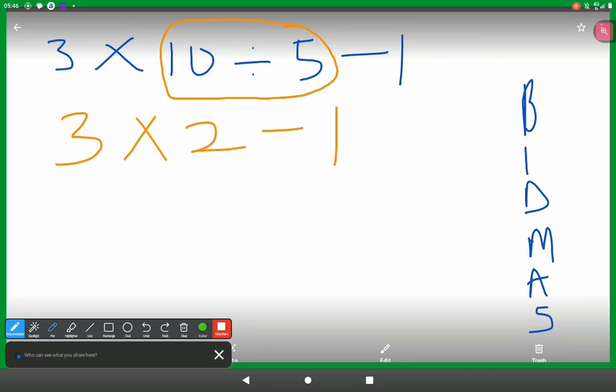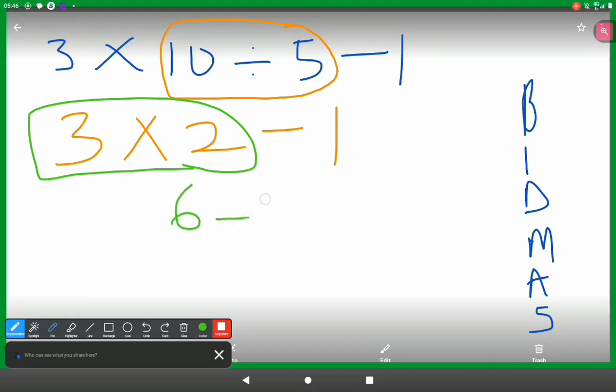After that, I'll consider the next. Don't forget brackets, indices, division. After division, then multiplication. This is my multiplication. The owner of the multiplication sign here is 2, so I'll take it alongside with 3. So 3 times 2 will give me 6. Subtract 1. So the final answer will now be 5.